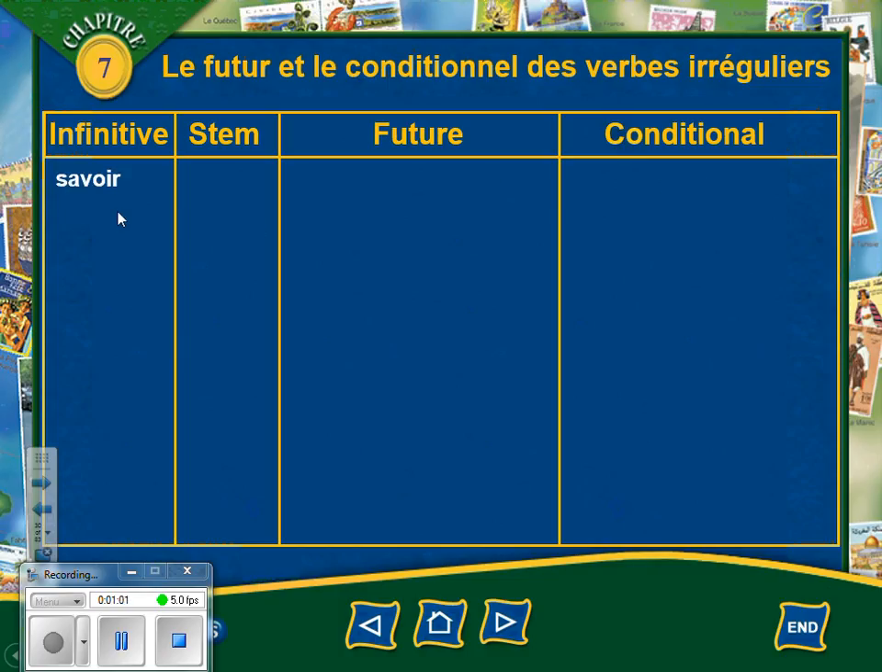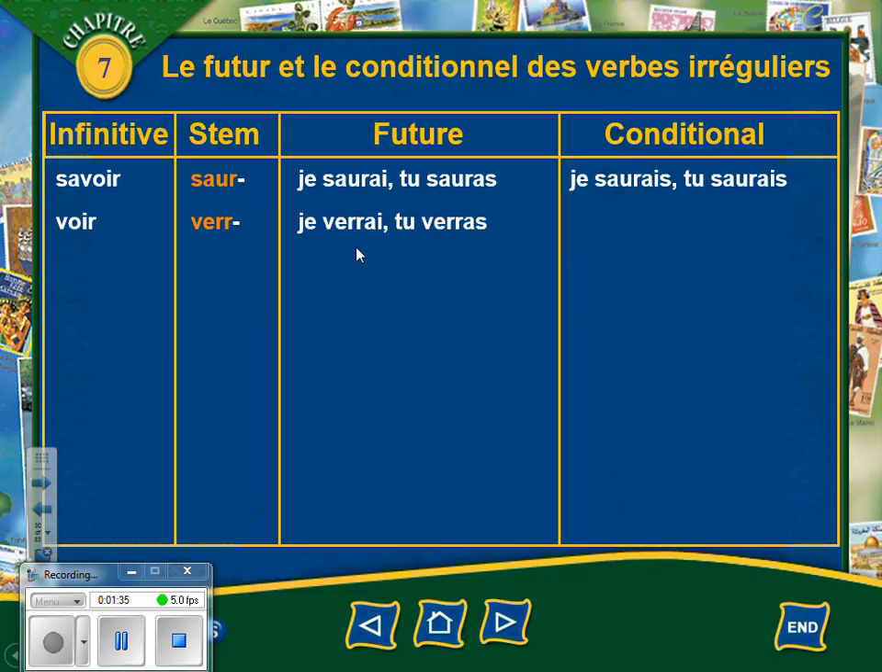Let's start with savoir, the verb to know a fact or to know how to do something. Its stem is S-A-U-R, saur. Add the future endings. Je saurai, tu sauras. Add the conditional endings. Je saurais, tu saurais. Hear the difference. Sometimes you can hear the difference in the ending, and sometimes you can't. Voir, the verb to see. V-E-R-R is its stem. Future endings, je verrai, tu verras. And conditional endings, je verrais, tu verrais.